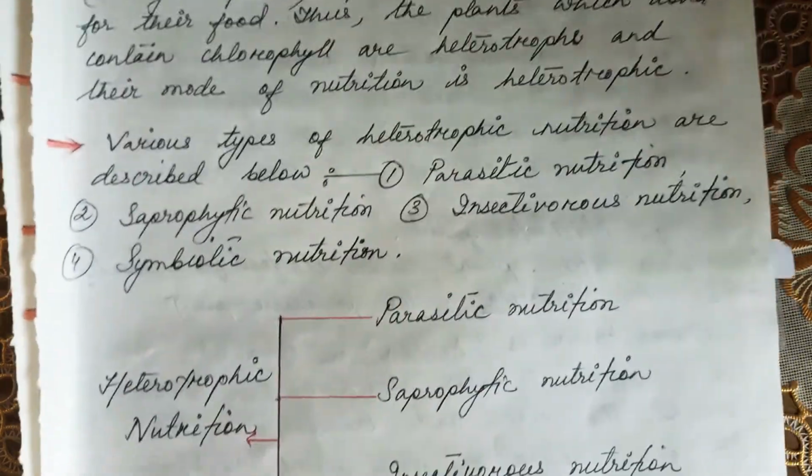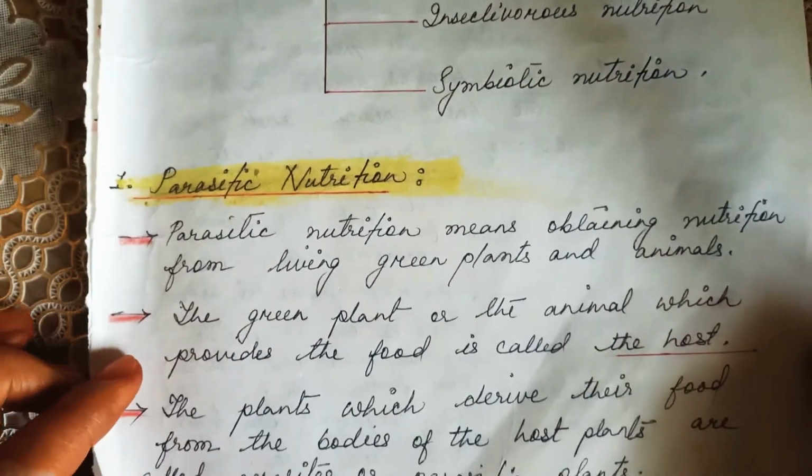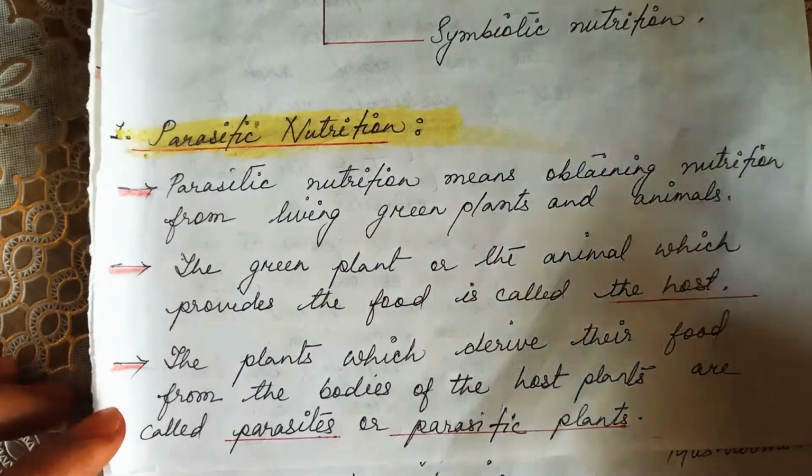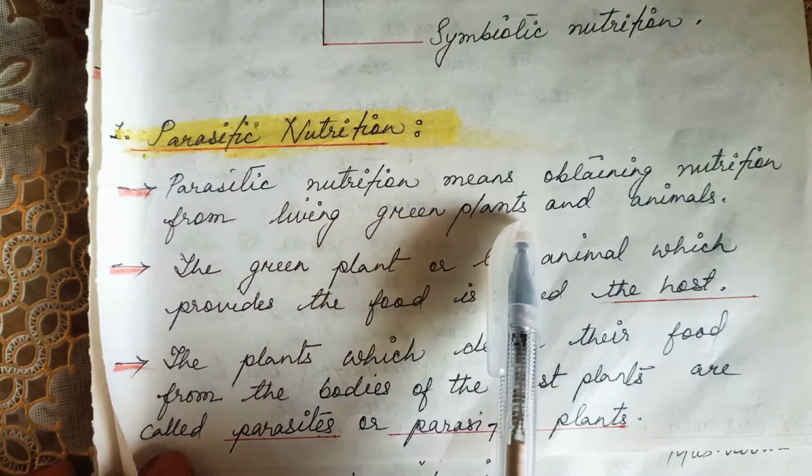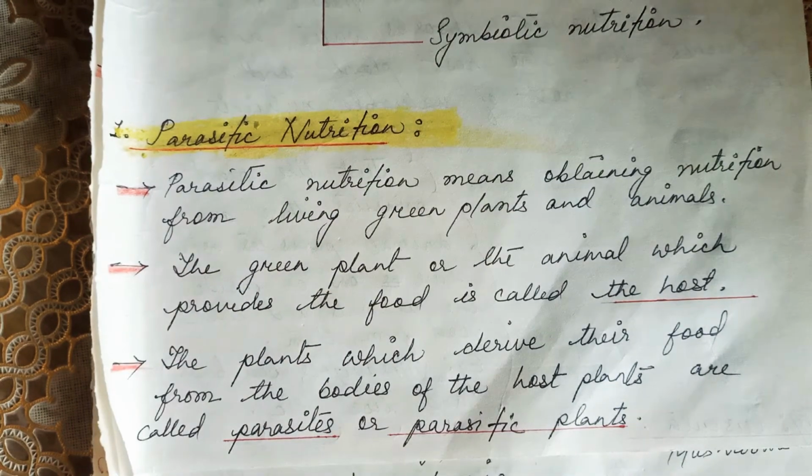Now let us first start with parasitic nutrition. Parasitic nutrition means obtaining nutrition from living green plants and animals. The green plant or the animal which provides the food is called a host. The plants which derive their food from the bodies of the host plant are called parasites or parasitic plants.